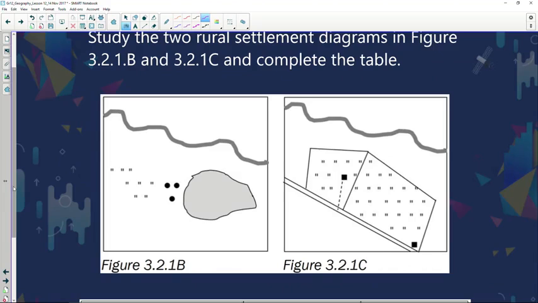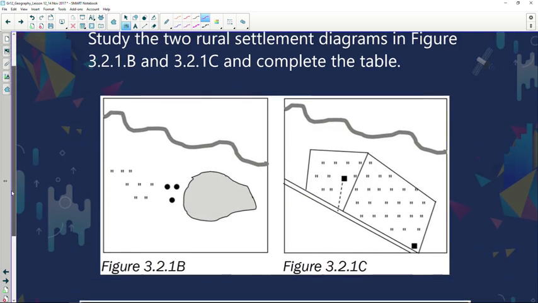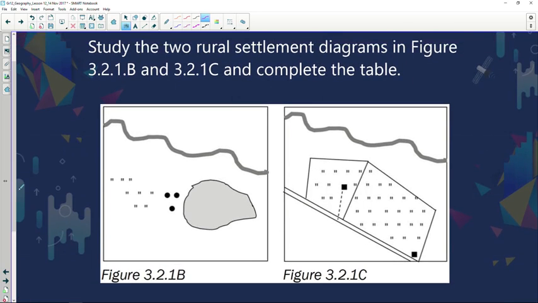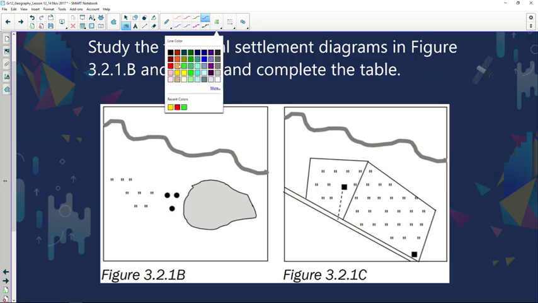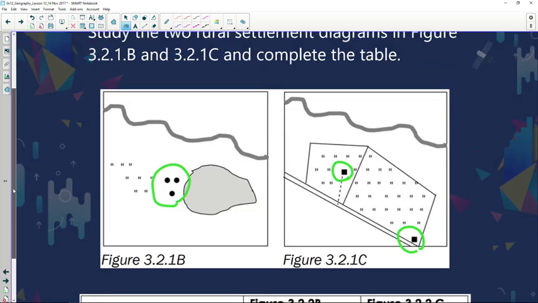Now, first of all, if you look at this diagram over here, study the two rural settlement diagrams in figure 3.2.1b and 3.2.1c and complete the table. Immediately, I can see that one rural settlement is dispersed and one is nucleated. Nucleated means the people live close to one another, and dispersed, as you can see, they live quite far from one another.